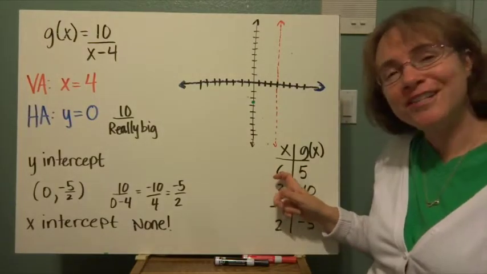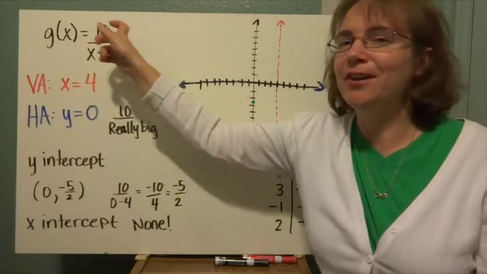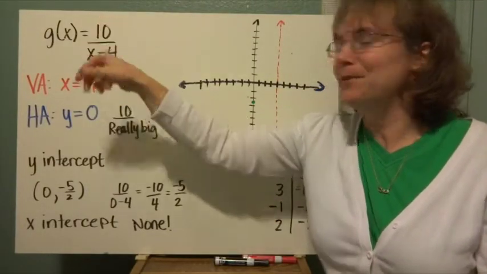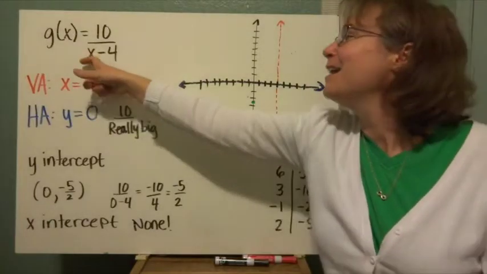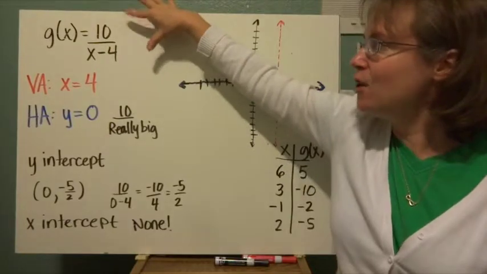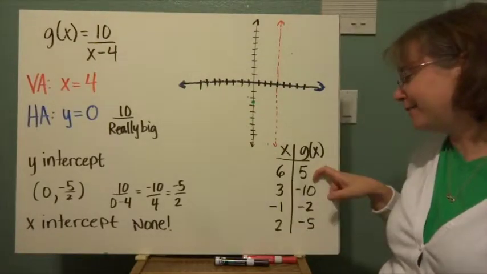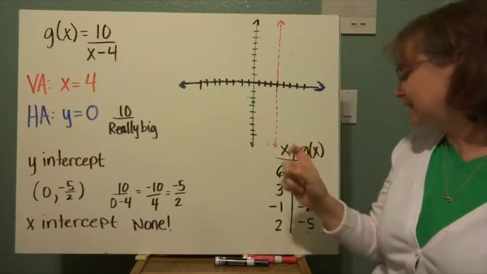So I'm first going to try 6. Now I chose 6 because it actually makes my denominator nice when I pair it with my numerator. But you might have to try a few values before you see that. I have 6 minus 4. 6 minus 4 is 2. 10 over 2 is going to give me a 5. So at x equals 6, my graph is at 5.